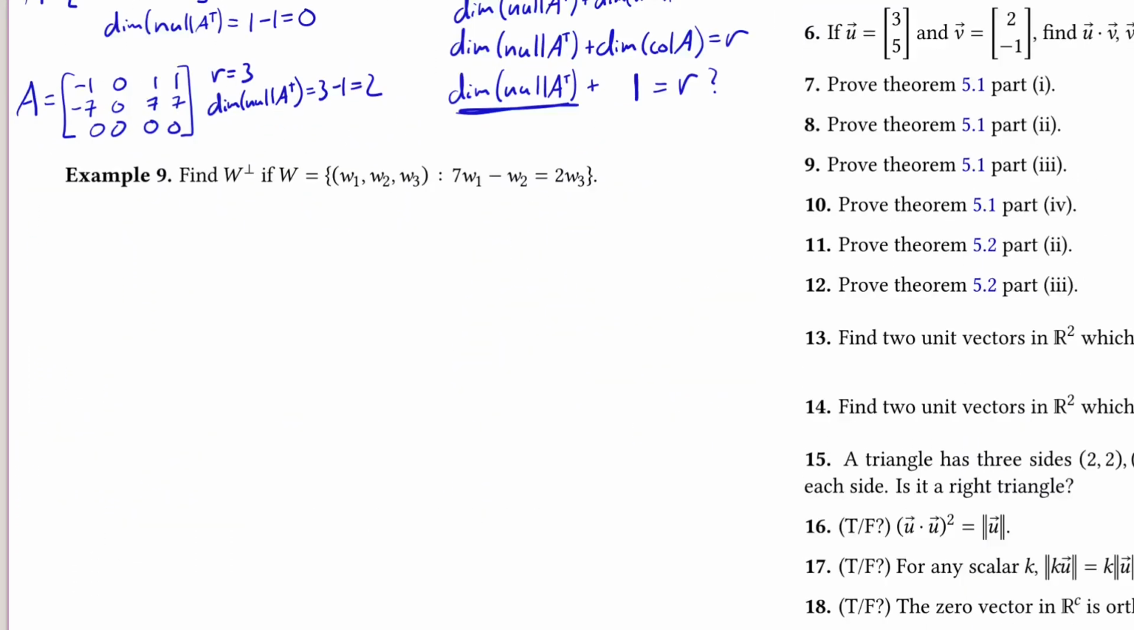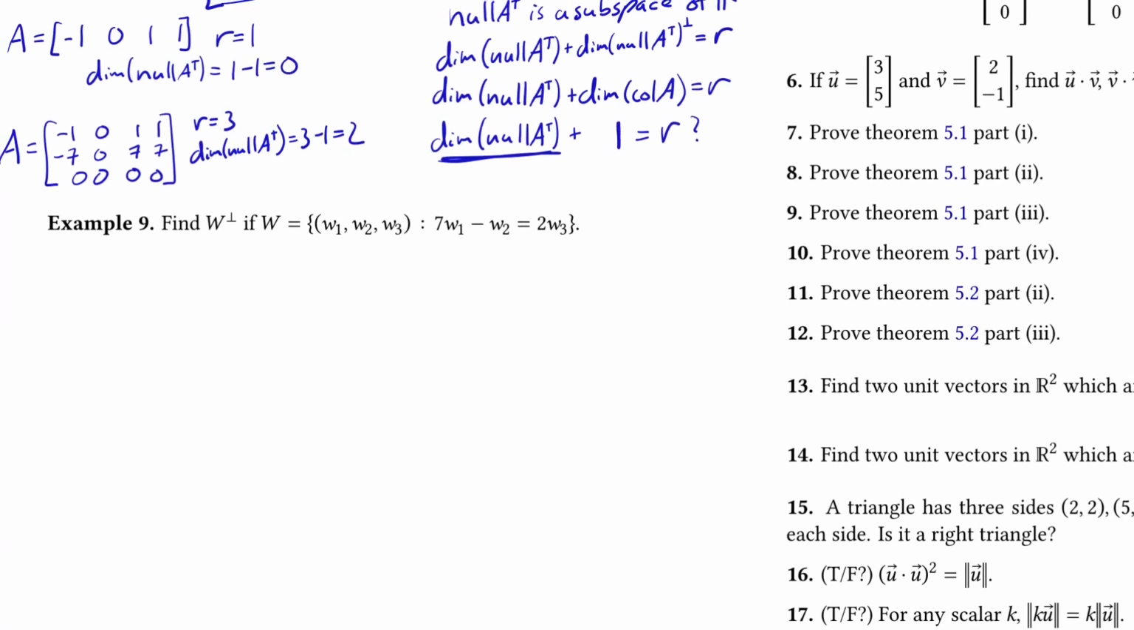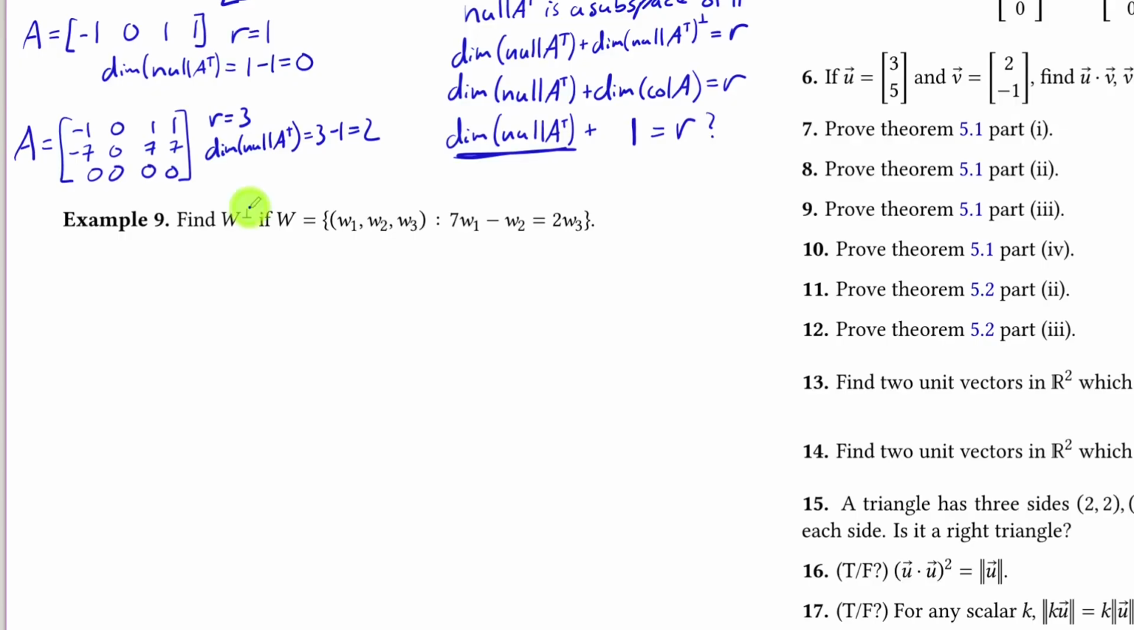Okay, so let's look at example 9 next. This one's actually going to be maybe a little easier than the previous one. So we want to find the orthogonal complement of W if W is the set of vectors w1, w2, w3 that make this equation true, 7w1 minus w2 equals 2w3.